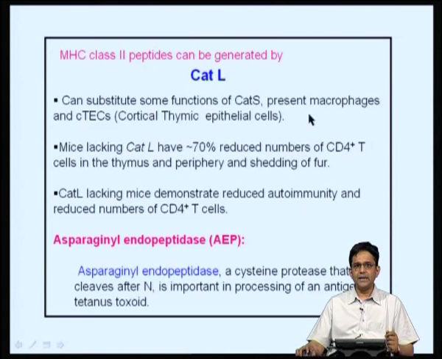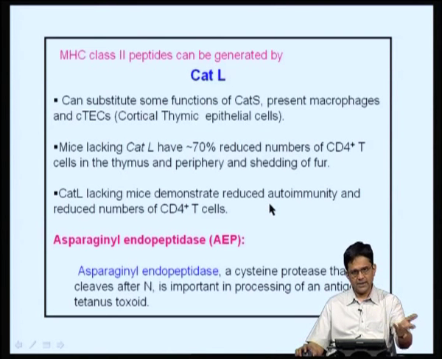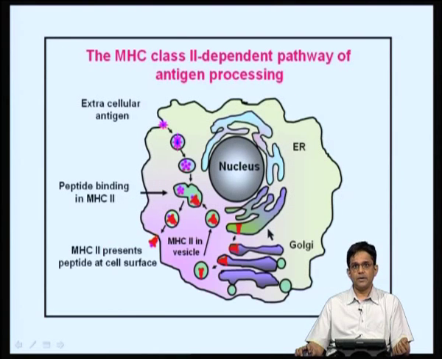So not surprisingly, cathepsin L lacking mice demonstrate reduced autoimmunity and reduced numbers of CD4 positive cells, because they are sort of linked, and that is something that we will be seeing. Now, apart from cathepsins, other proteases are also involved. Asparagine endopeptidase is shown. It is a cysteine protease that cleaves after asparagine and is important in processing of antigens, especially for example tetanus toxoid, which is a very well studied antigen.